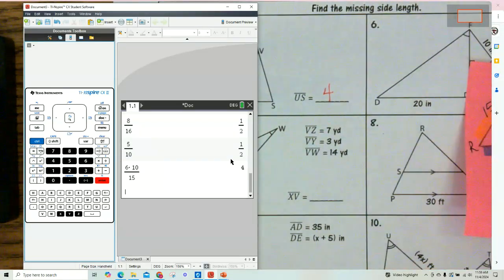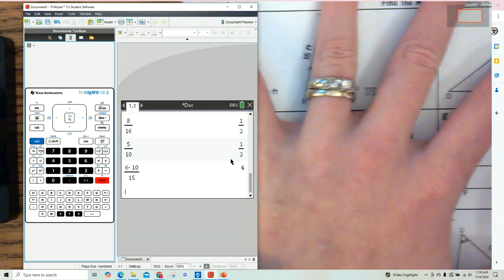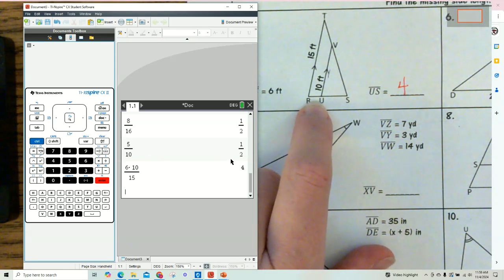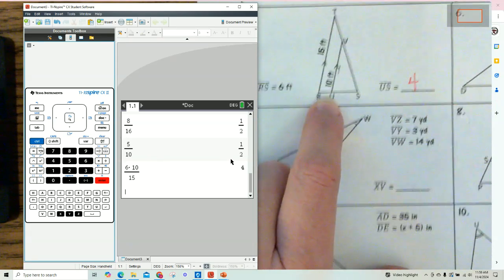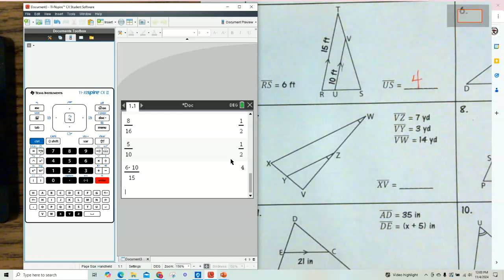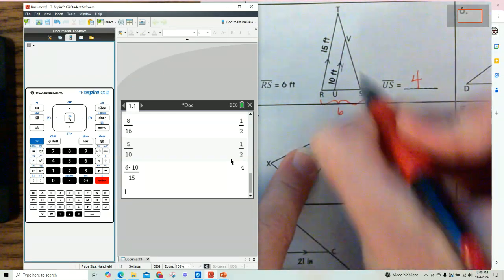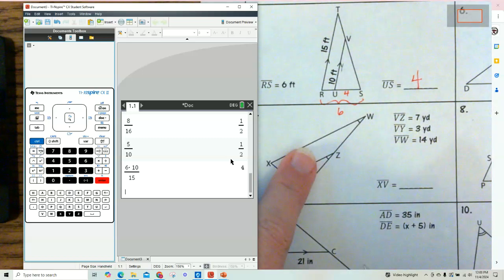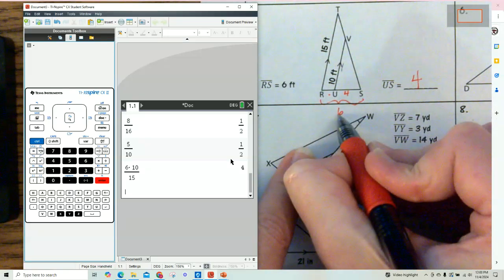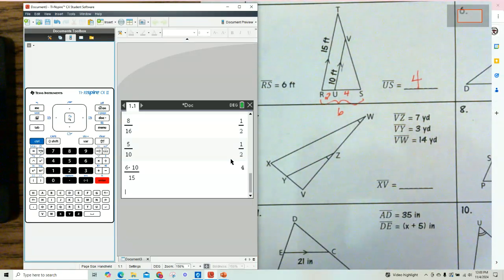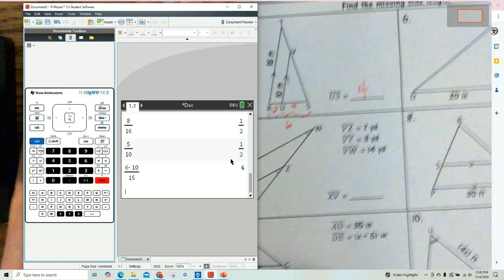Here's the other thing they like to ask on these. What would be the measurement of RU? It would be 2. So all the way across is 6. This little piece is 4. You got to get to 6, so that means that little piece would be 2. Always pay attention to what they're asking for in problems like that.